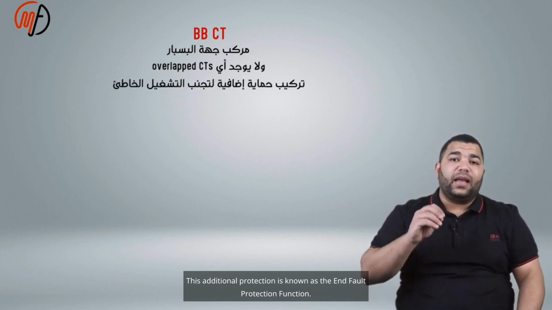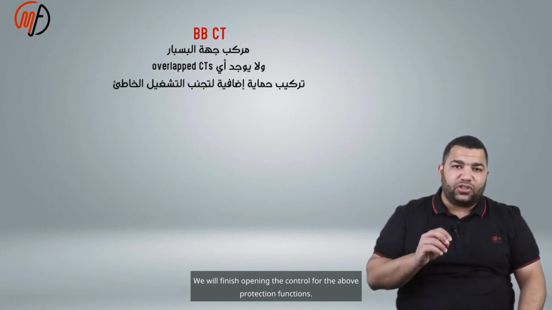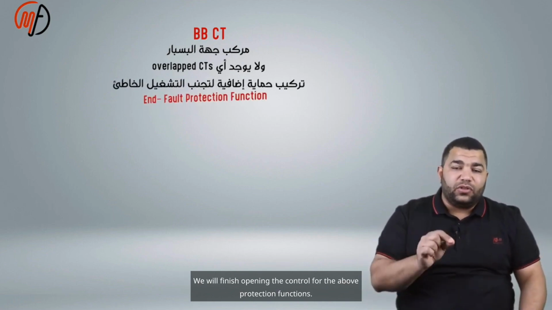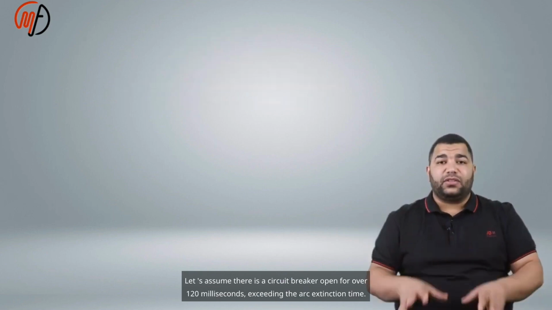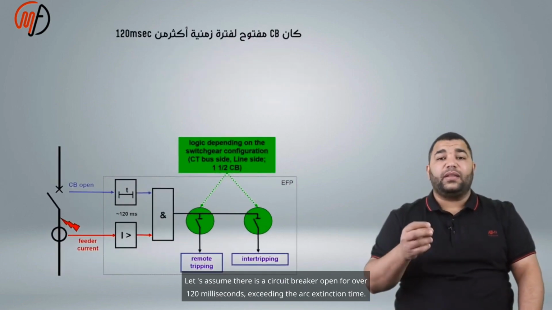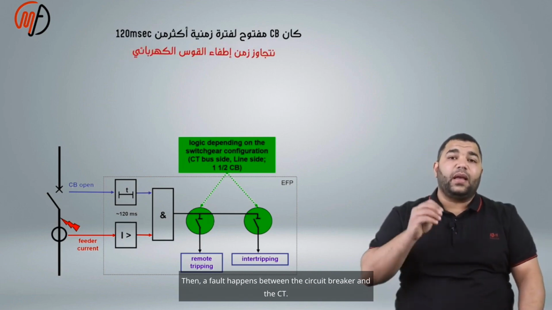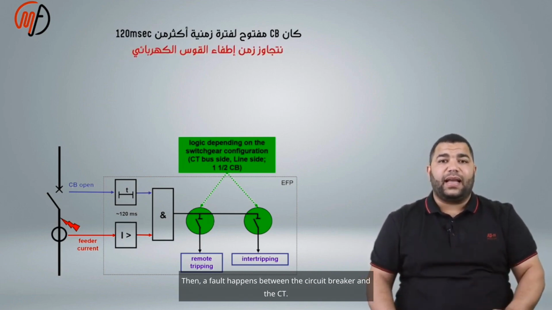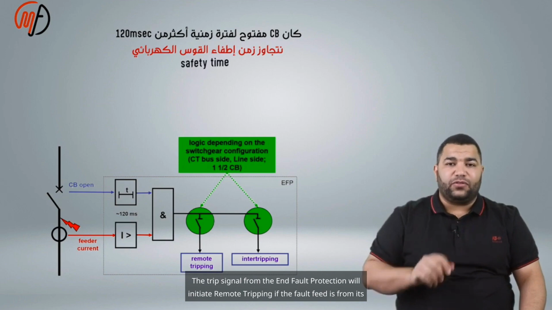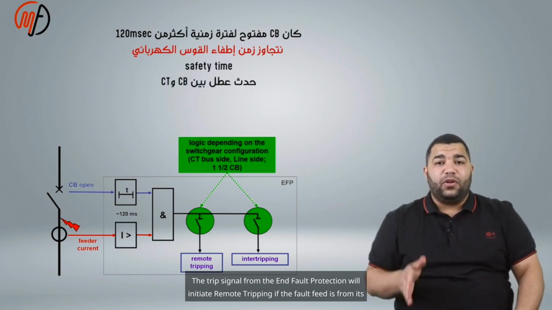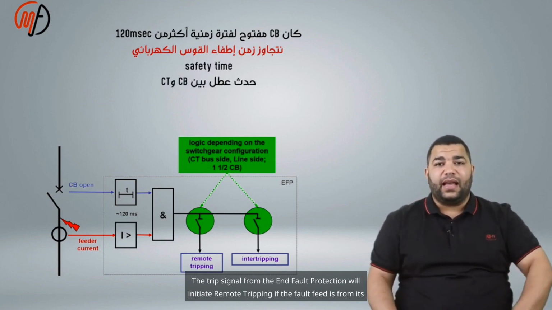This additional protection is known as the end fault protection function. Let's assume there is a circuit breaker open for over 120 milliseconds, exceeding the arc extinction time. Then, a fault happens between the circuit breaker and the CT. The trip signal from the end fault protection will initiate remote tripping if the fault feed is from its side.